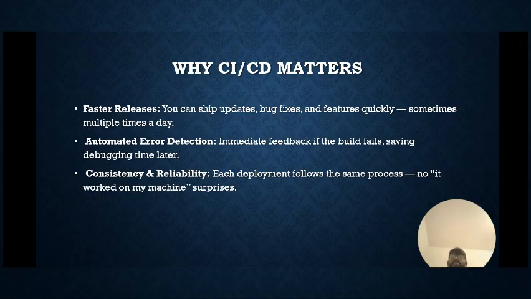Why is CI/CD the most important thing? It gives faster releases. You can ship updates, bug fixes, and features quickly, sometimes multiple times a day. Automated error detection gives immediate feedback if the build fails, saving debugging time later. Consistency and reliability: each deployment follows the same process, so no more "it worked on my machine" surprises.